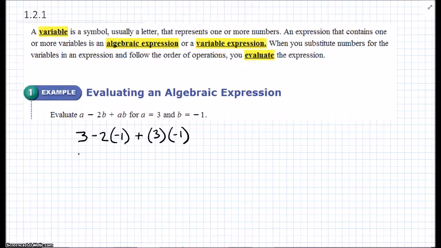So now let's simplify the expression. It'll be 3 minus, what is -2 times -1? So it'd be plus 2. Plus, what is 3 times -1? -3. So 3 plus 2 is 5, plus -3. So our answer would be 2.